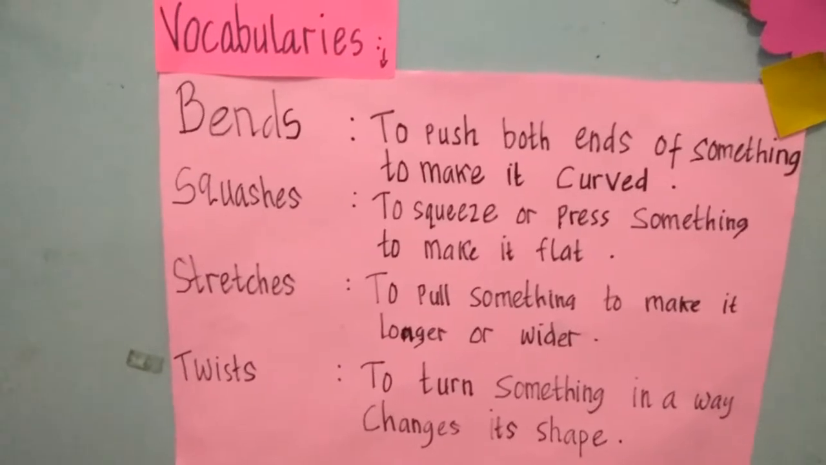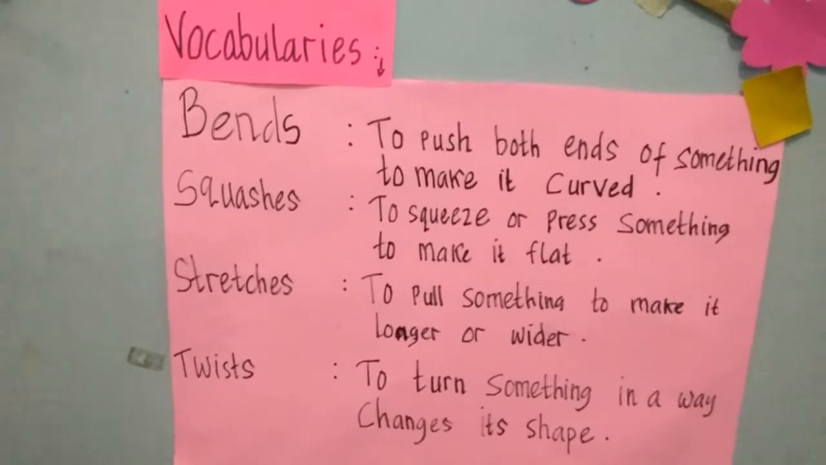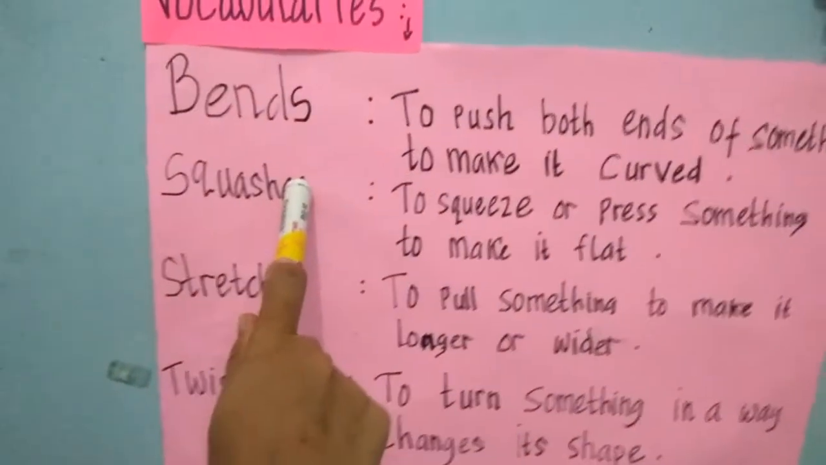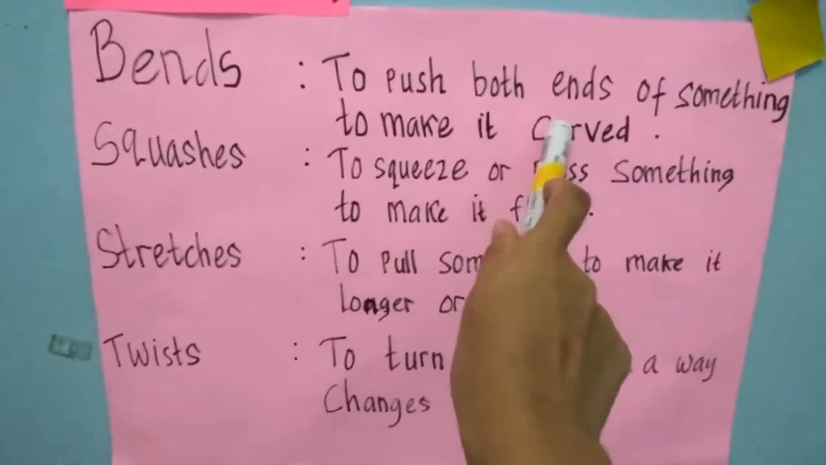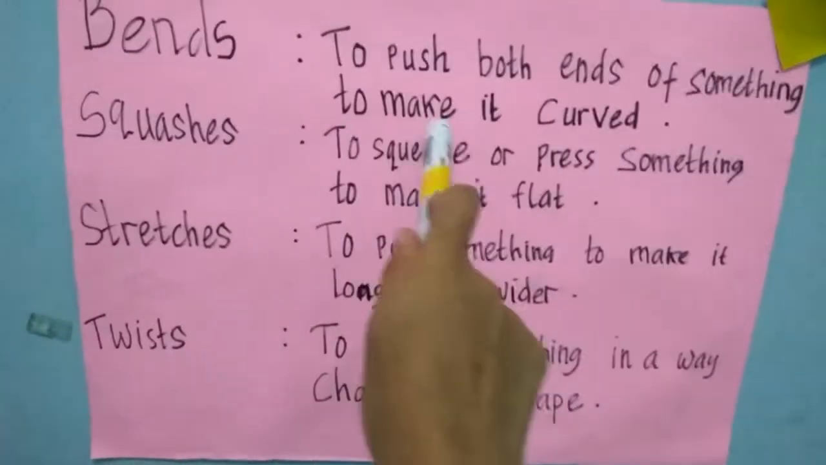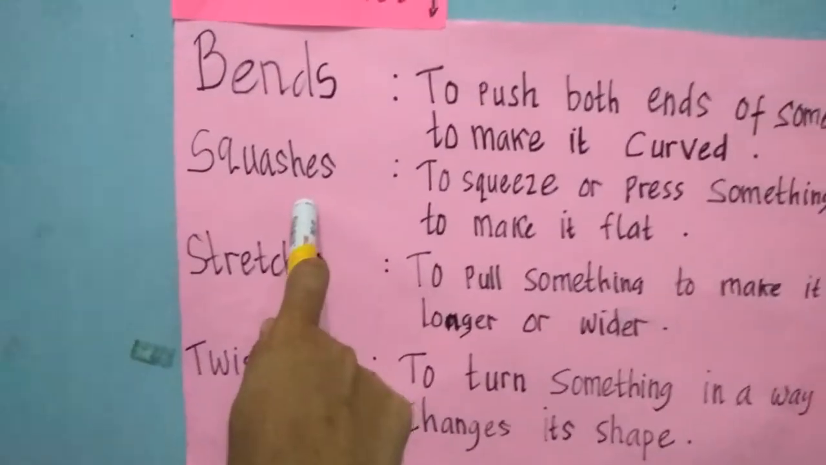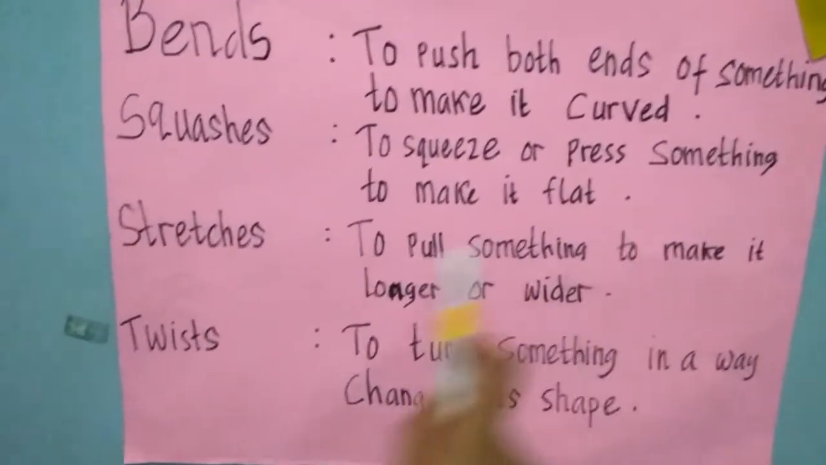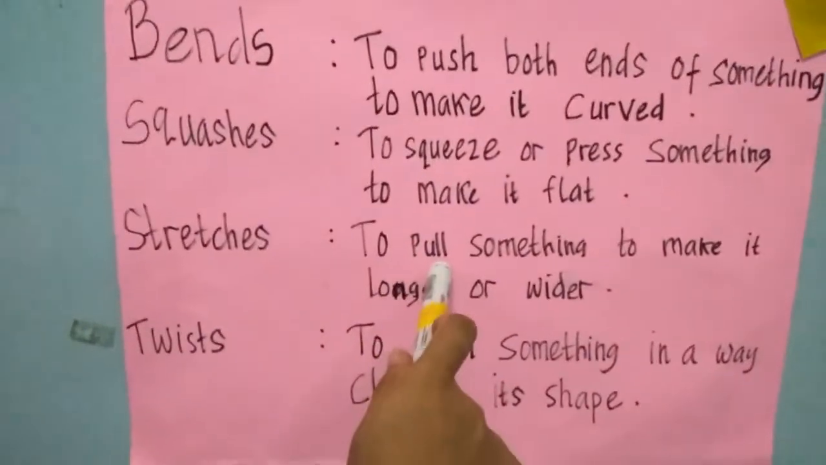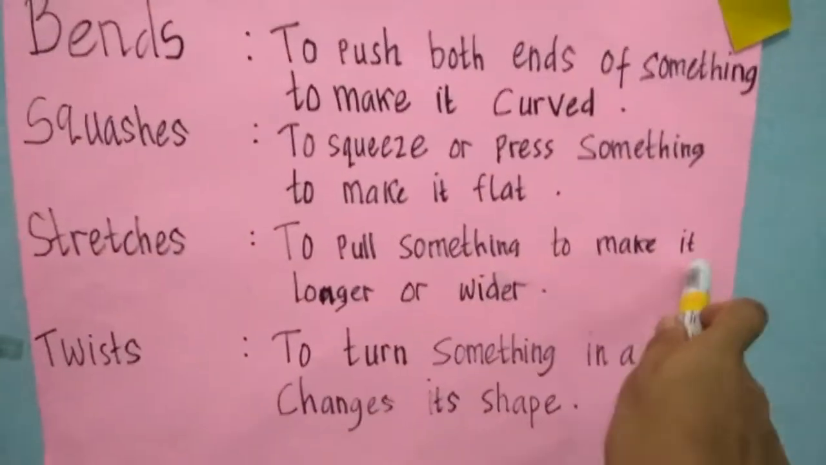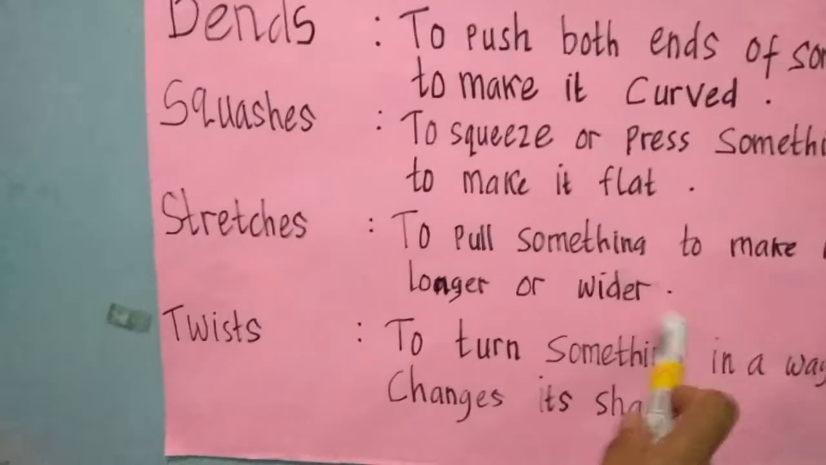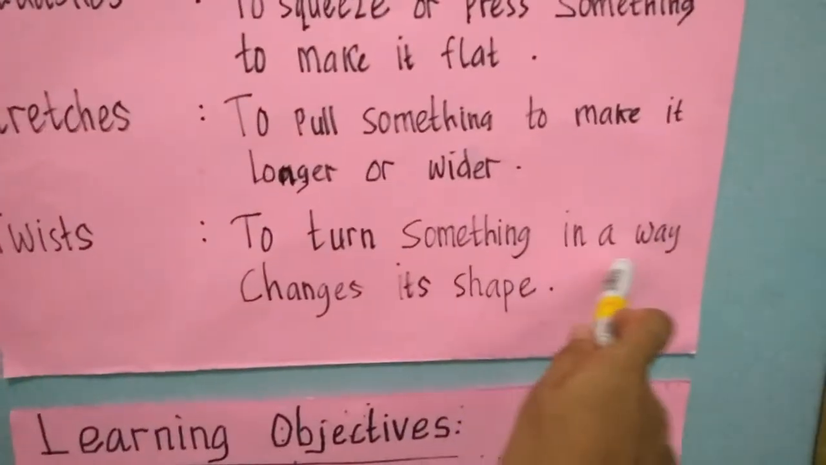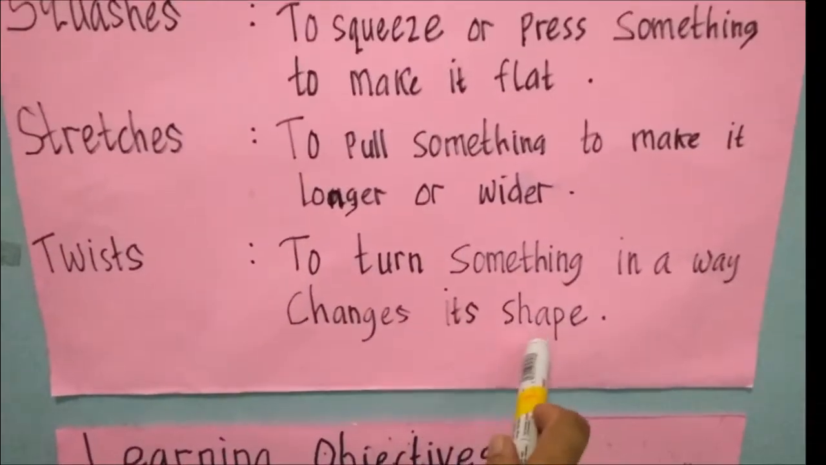First, I'm going to tell you what bends, squeezes, stretches, and twists are. Let's start with bends. Bend is to push both ends of something to make it curve. Squeeze is to squeeze or press something to make it flat. Stretch is to pull something to make it longer or wider. Twist is to turn something in a way that changes its shape.